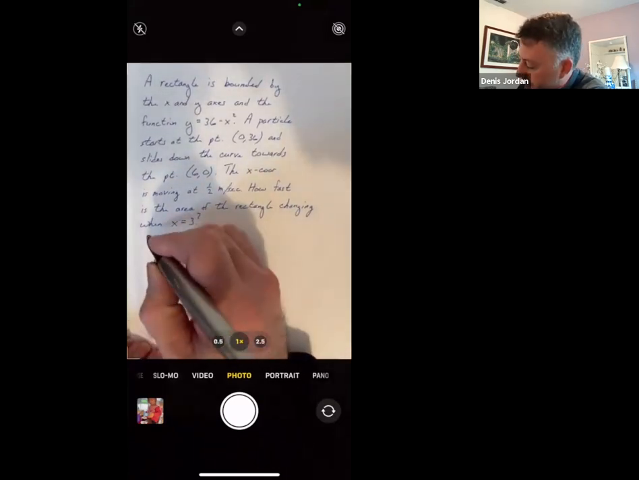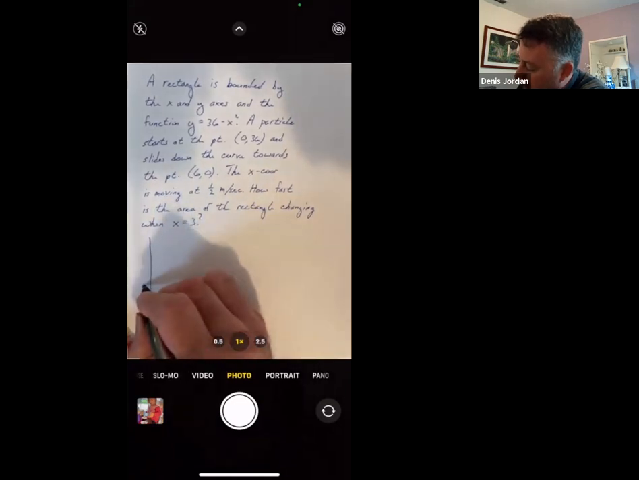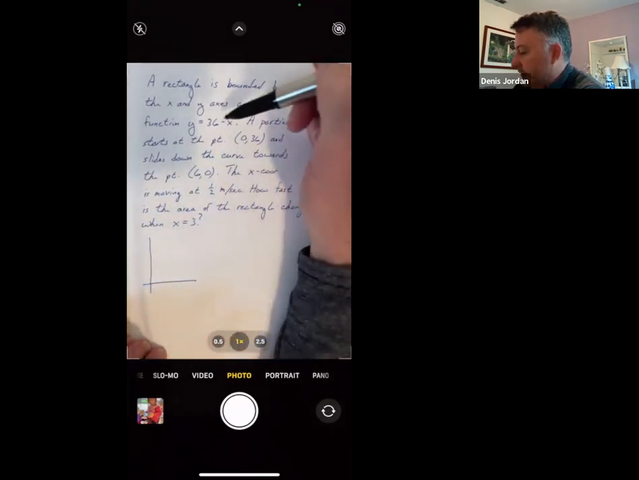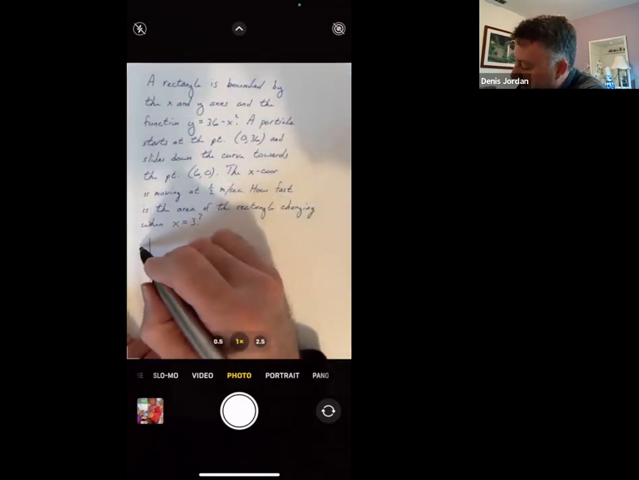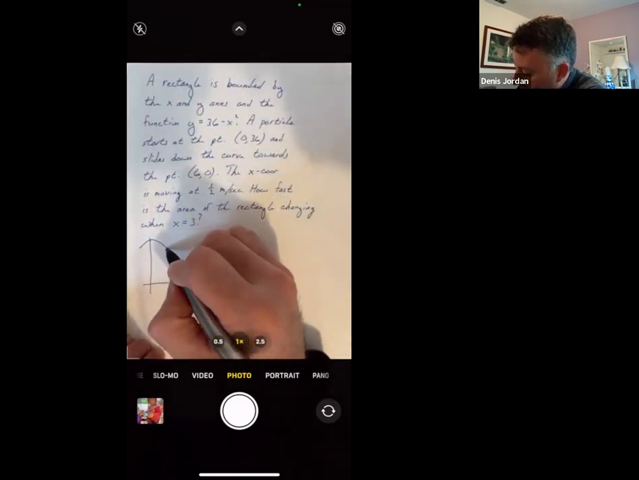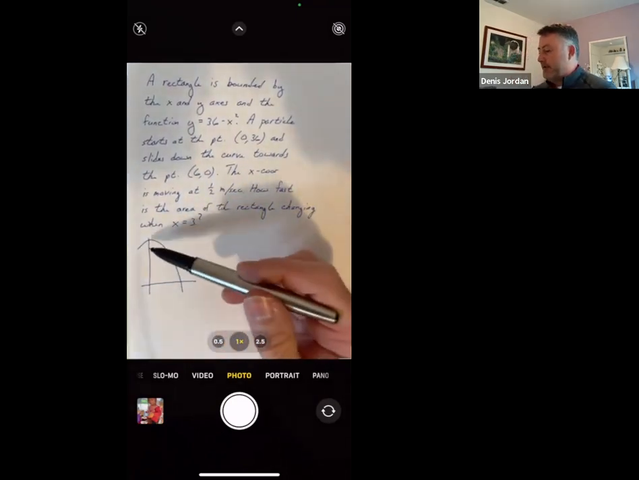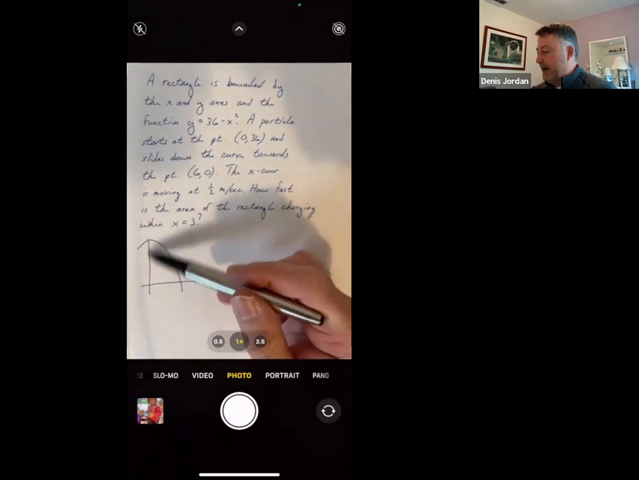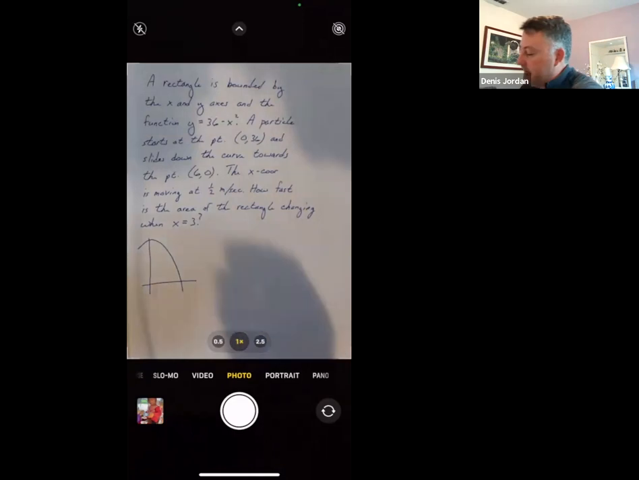Okay, let's go ahead and just draw it out so you can visualize it. So your function 36 minus x squared, that's just an upside down parabola. But we're just looking at it basically in the first quadrant because it's bounded by the curve, the y-axis, and the x-axis. So there's a rectangle in there.